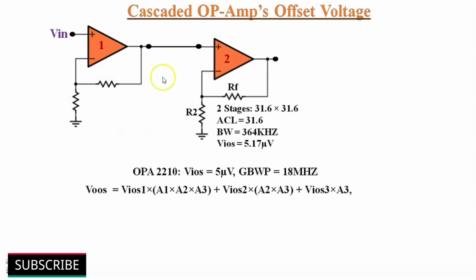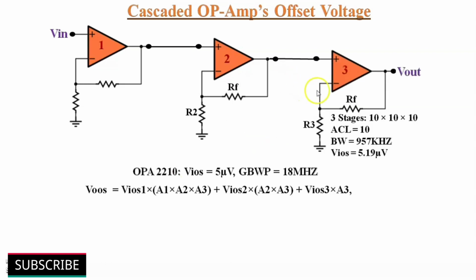Now a dual stage op-amp with gain of 31.6 at each stage. Here bandwidth is increased to 364 kilohertz. Our input offset voltage is 5.17 microvolt. Now 3-stage op-amp circuits with gains of 10 at each stage. Our bandwidth further increased to 957 kilohertz and offset voltage is also increased to 5.19 microvolt.